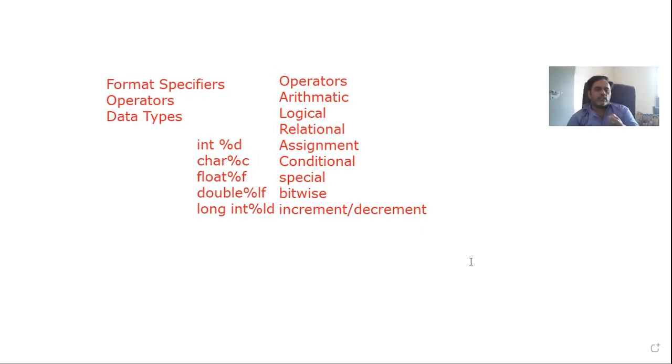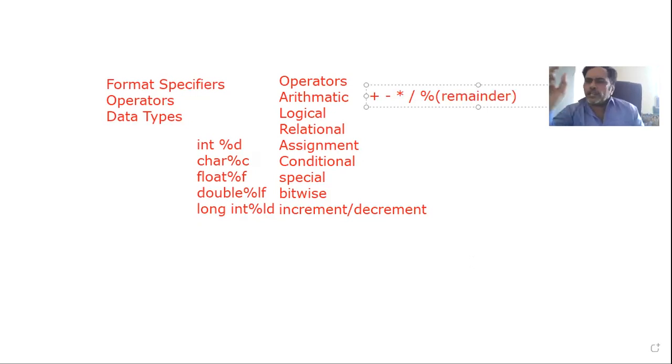We'll see the purpose of the arithmetic, logical, relational, assignment, conditional, special, bitwise, and increment and decrement operators one by one now. The arithmetic operators are used if you want to add, subtract, multiply, divide, or get the remainder. Here the percentage symbol refers to the remainder. When you divide a value by another value, we get two things: one is the remainder, the second is the quotient. Here, divided by gives the quotient, and percentage gives the remainder. To perform those calculations, we use the arithmetic operators.